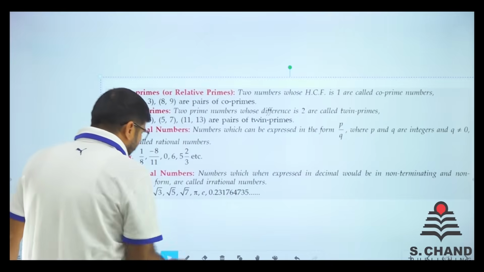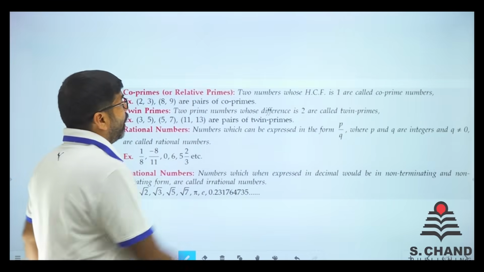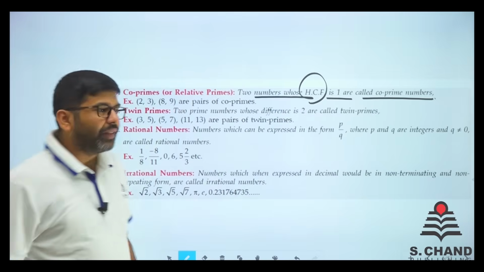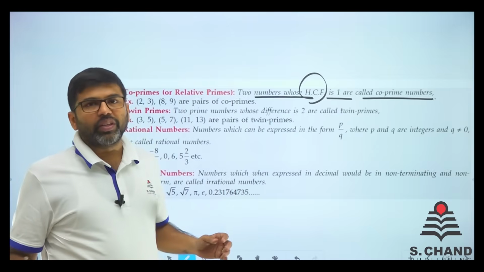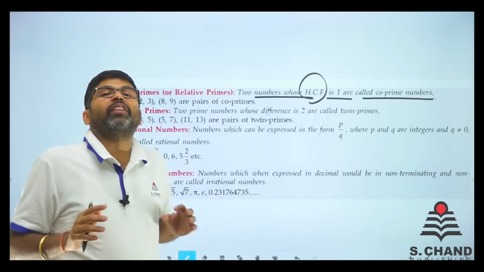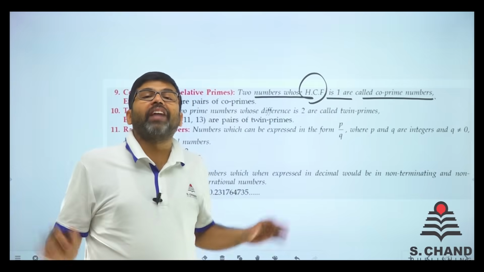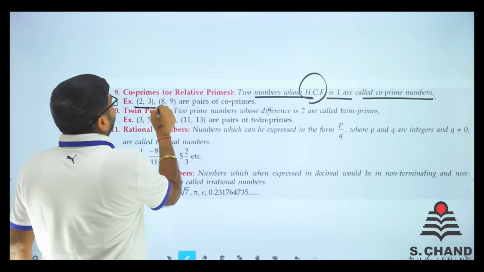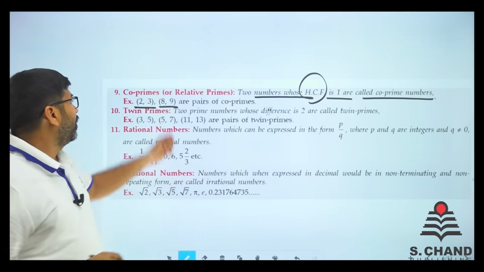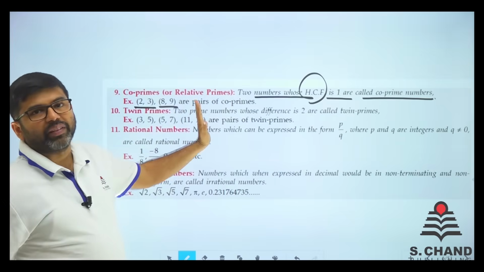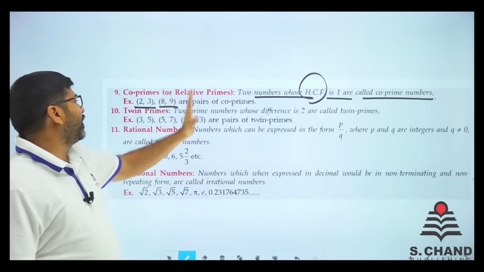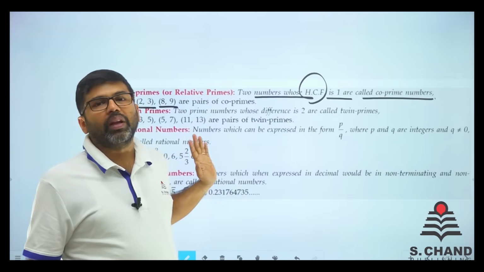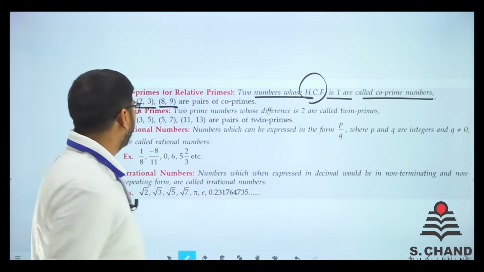It says we have co-prime numbers. Now what is a co-prime number? Two numbers whose HCF is 1 are called co-prime numbers. That means they are not at all related to each other. Their HCF, the highest common factor, is 1, they don't have any common factor other than 1. For example, we have 2 and 3, we have 8 and 9. 8 has factors 4 and 2, 9 has factors 3 and 3. So 9 and 8 don't have any common factor other than 1. That is known as co-prime numbers.